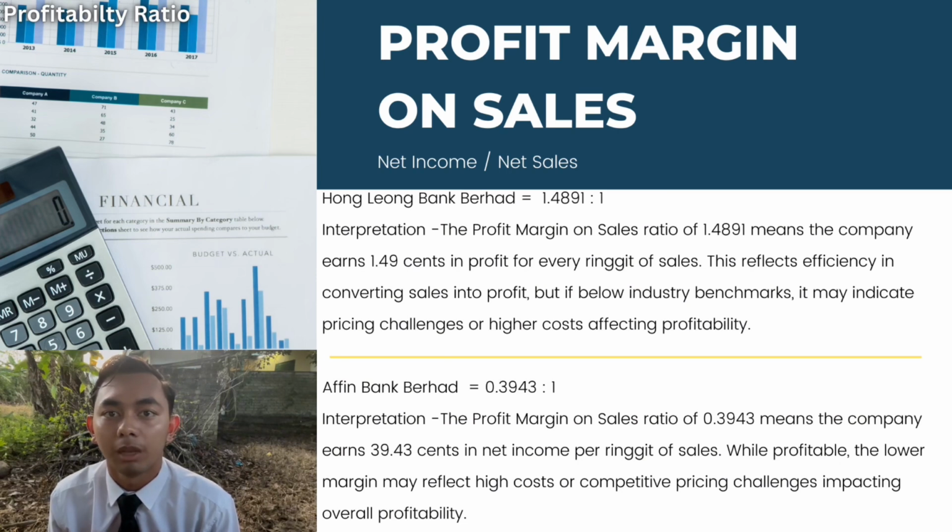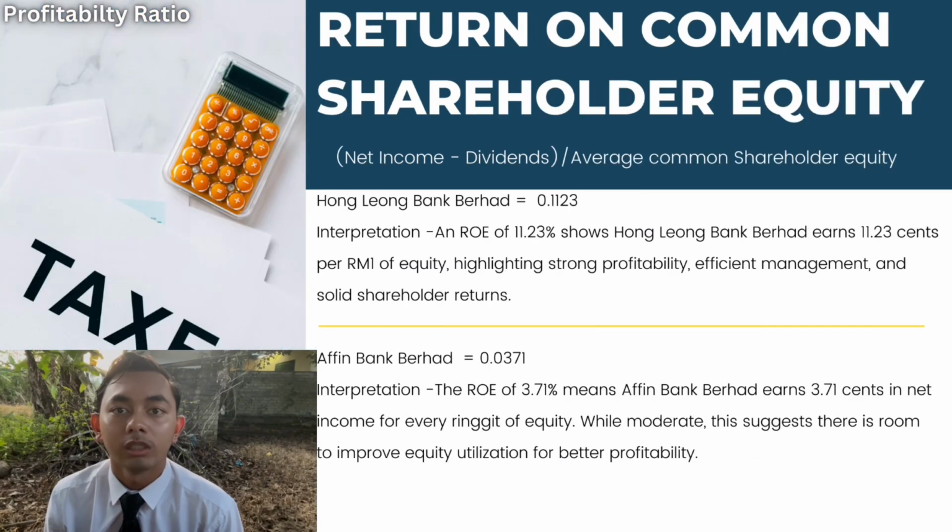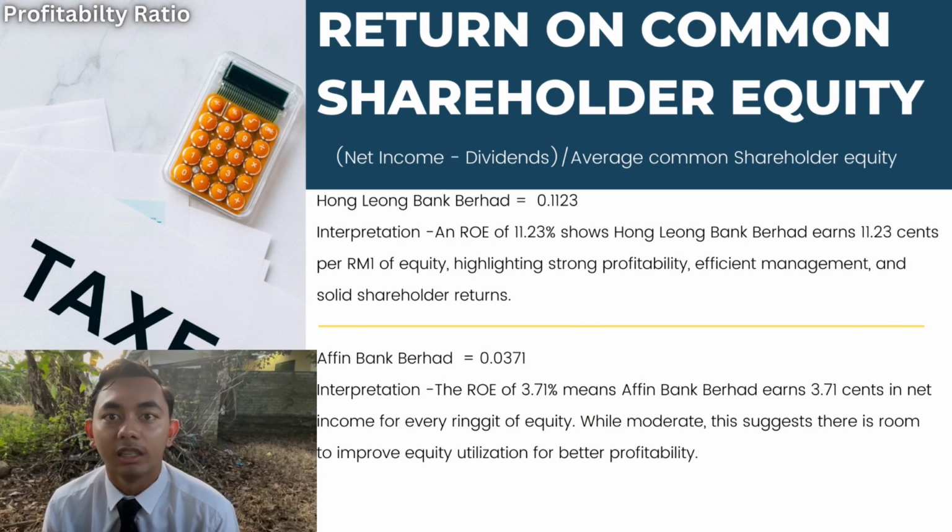compares to industry benchmarks. The next one is return on common shareholder equities, which is ROE. This ratio is 11.23%, indicating that the company generates approximately 11.23 cents in net income for every 1 ringgit invested by common shareholders. This reflects a relatively strong performance in utilizing shareholders' equity to generate returns.